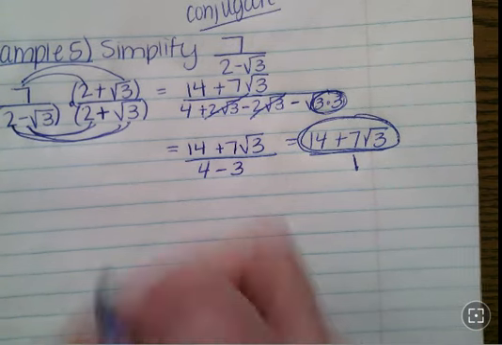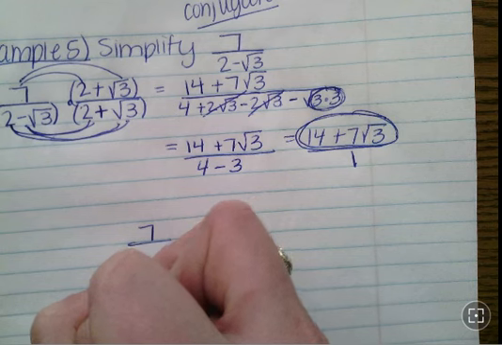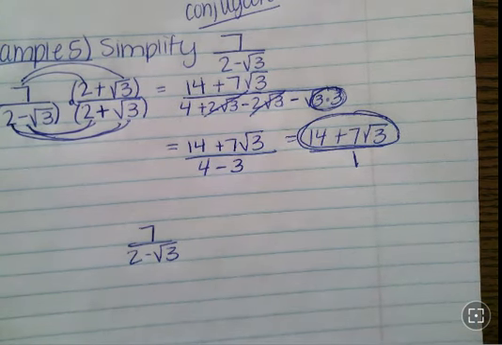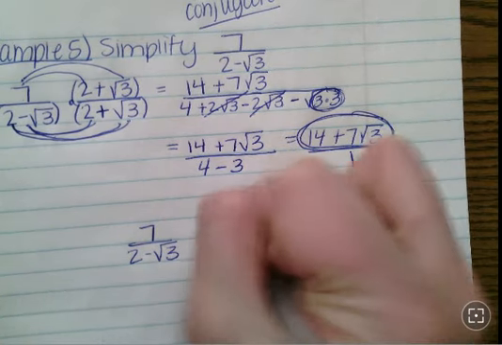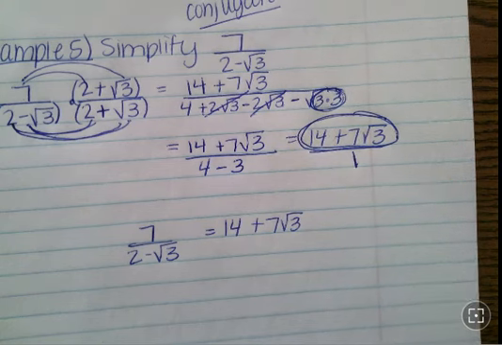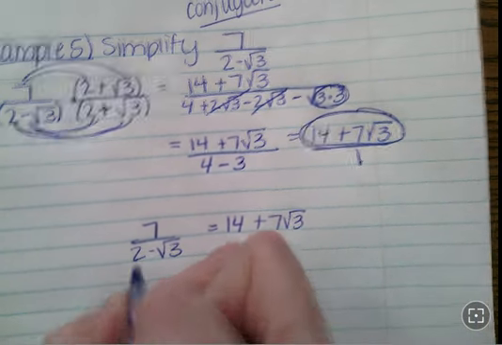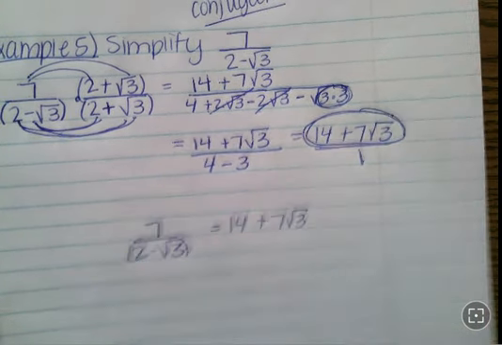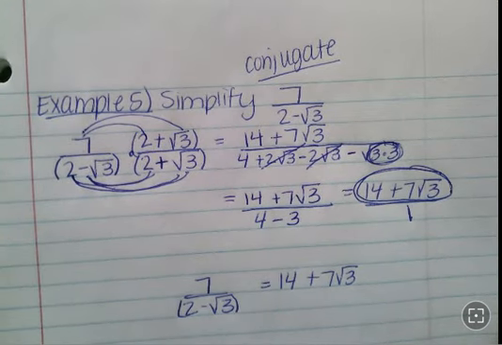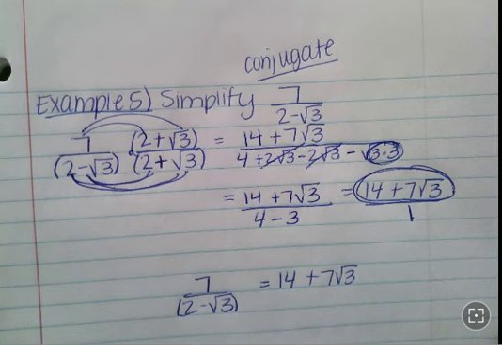So what that means is that 7 divided by 2 minus the square root of 3 is equivalent to 14 plus 7 times the square root of 3. And if you don't believe me, you could plug it into your calculator. Just make sure when you do that you put parentheses around that right there. Again, this is called rationalizing the denominator.